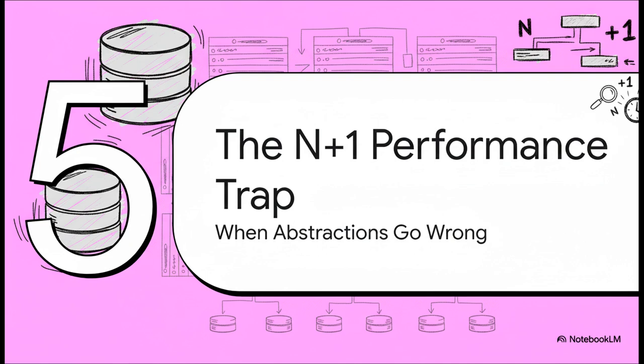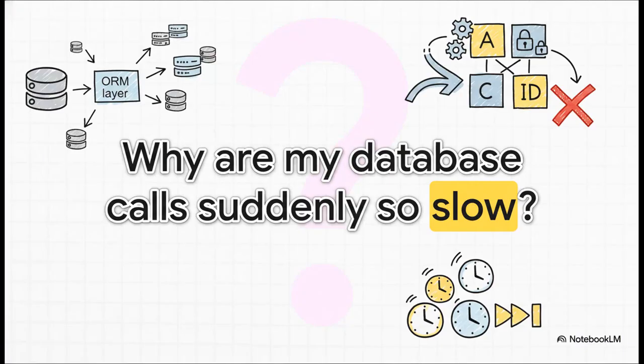And that brings us to one of the most infamous performance traps in all of web development. It's a classic problem that happens when these powerful, helpful ORM abstractions go a little bit wrong. You've probably been there. You write some code that seems perfectly simple, maybe to display a list of blog posts and their authors, and everything works fine. But then, as your data grows, the page suddenly slows to a crawl, and you're left scratching your head, asking why. Well, the culprit is very often something called the N+1 problem.